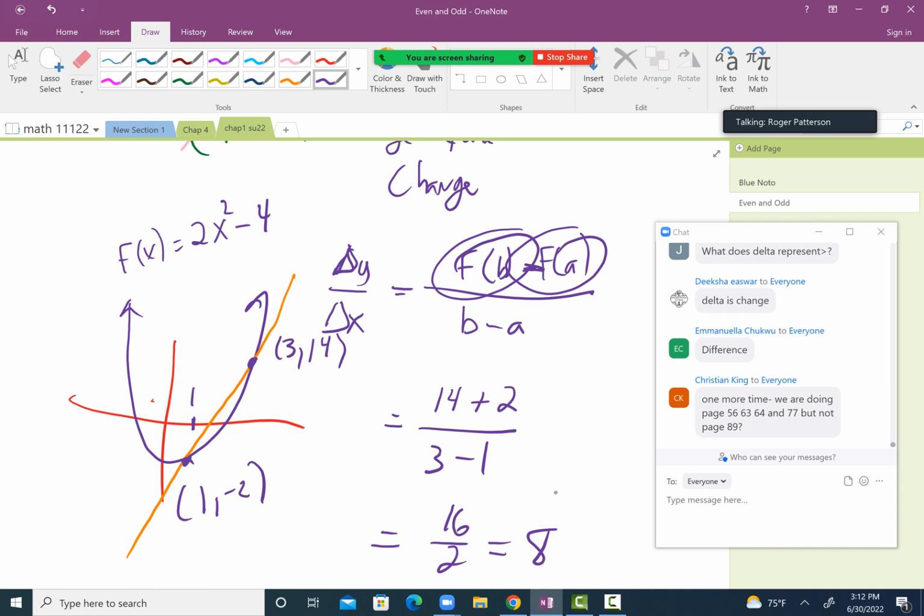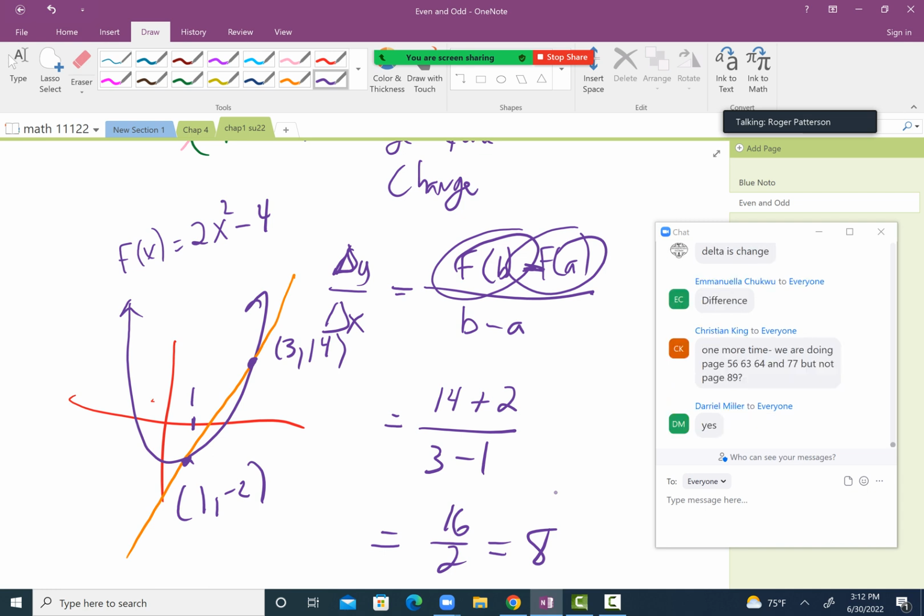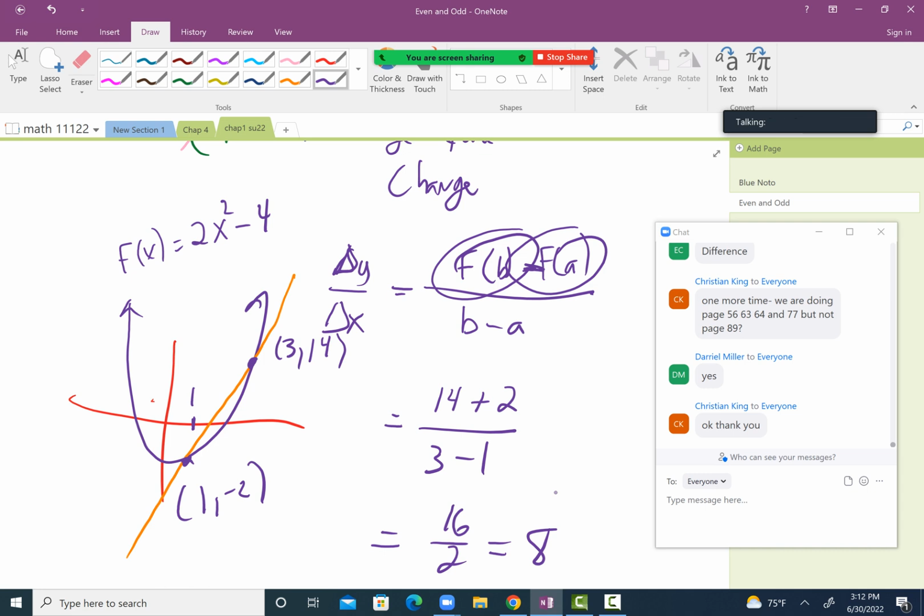One more time, we are not doing page 89. Okay, and I will go into making that announcement. I will also make sure I take that out of the Desmos thing that's due.